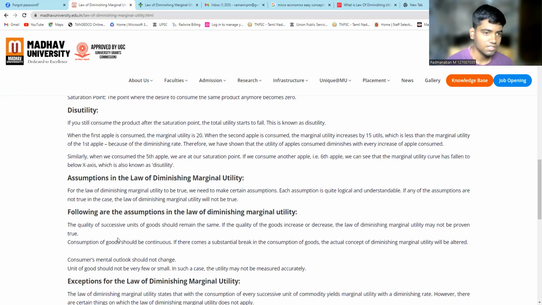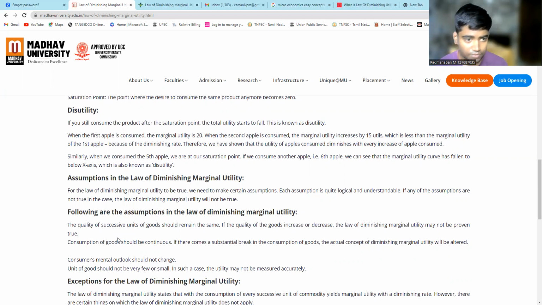When the first apple is consumed, the marginal utility is 20. When the second apple is consumed, the marginal utility increases by 15 units, which is less than the marginal utility of the first apple because of the diminishing rate. Therefore, we have shown that the utility of apples consumed diminishes with every increase of apples consumed.